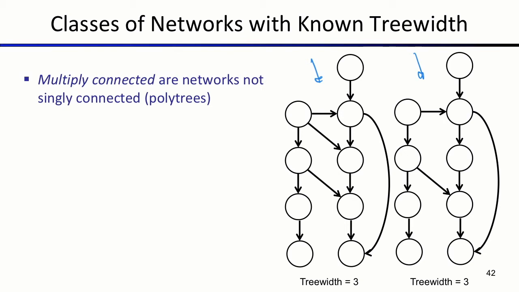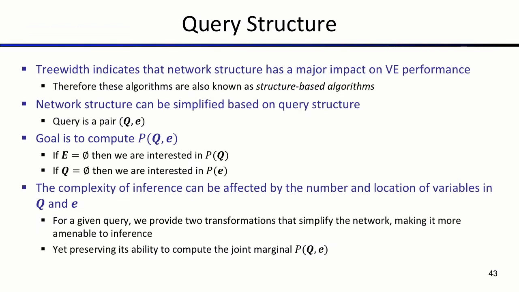Therefore, it's going to be more complicated to compute the tree width of this class of networks. So now we have a good understanding of what the tree width is and how it can affect the performance of the variable elimination algorithm. But an interesting question to pose is whether we can change the network structure in order to have a simpler structure that will improve the performance of the variable elimination algorithm.